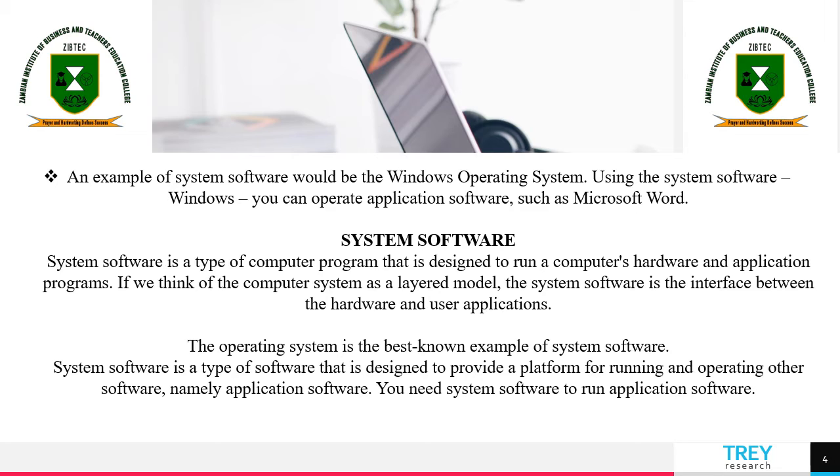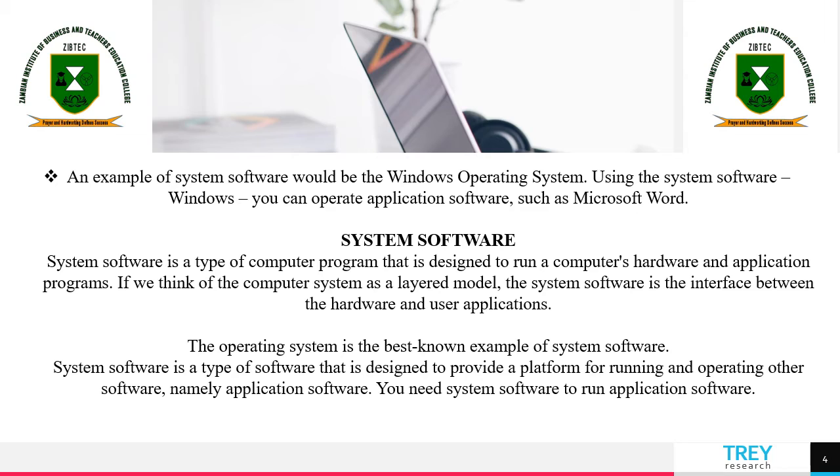Okay, so we are saying the first one is the Windows operating system. Using the system software Windows, you can operate application software such as Microsoft Word. So from this example, under the system software, you can say that the system software does not depend on the application software for it to run, but the application software depends on the system software for it to be able to run or to perform its tasks.